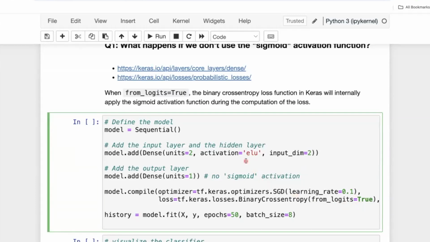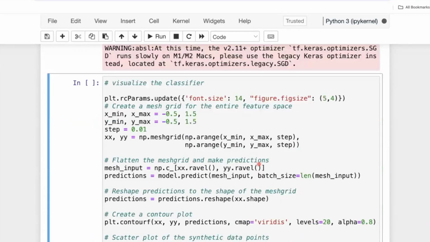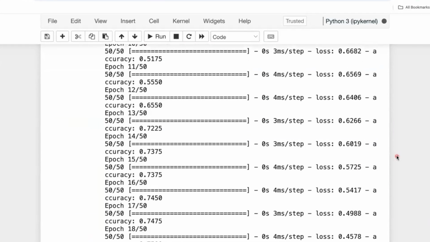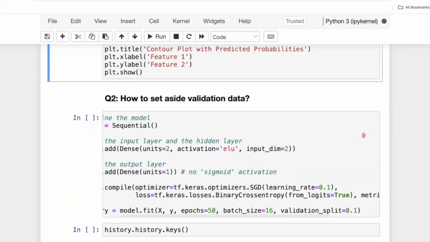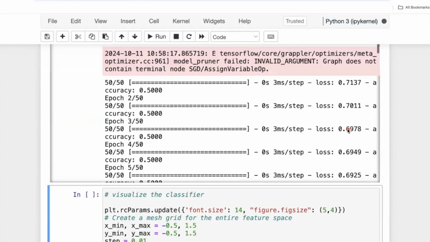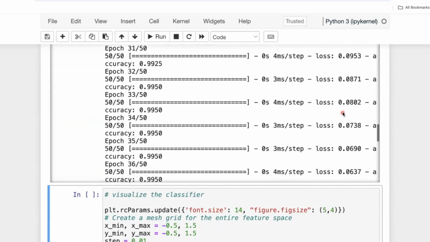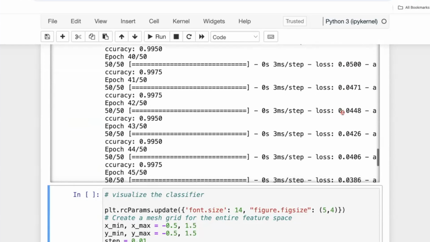The main difference right now is that instead of ReLU, we are using ELU. Other than that, we are doing our training. If you look at it, you can see that the loss function is now going way below that 0.7 that we had before, and it is indeed getting very close to 0. So this is really promising.